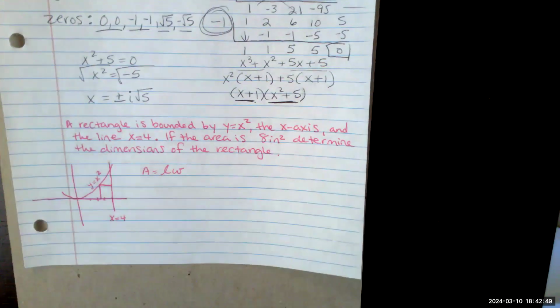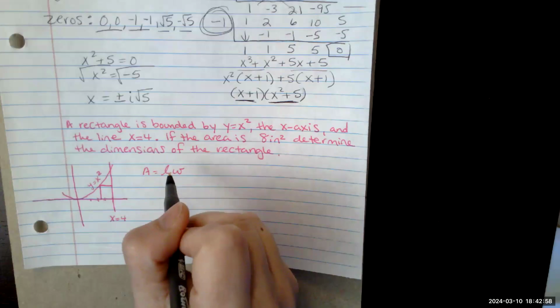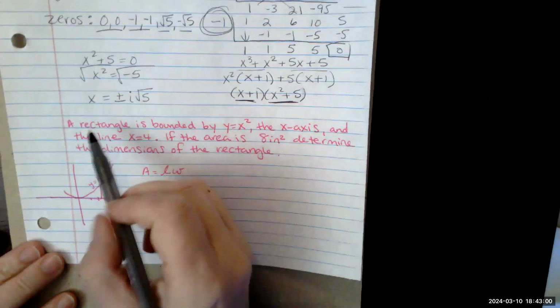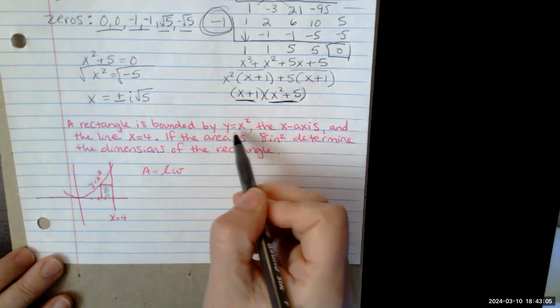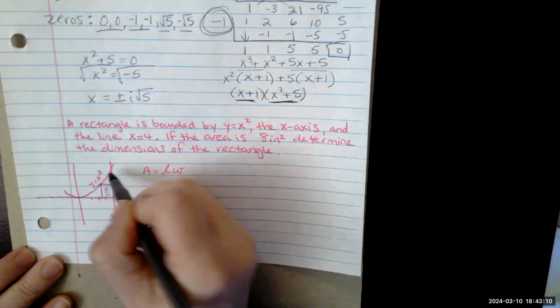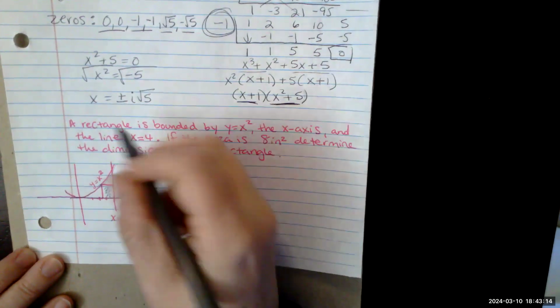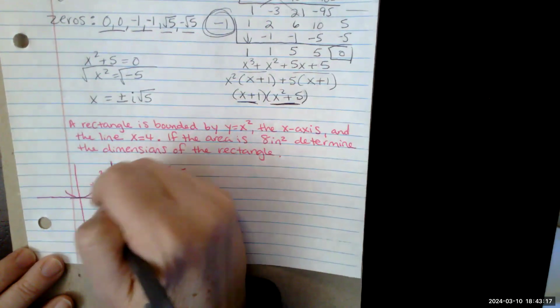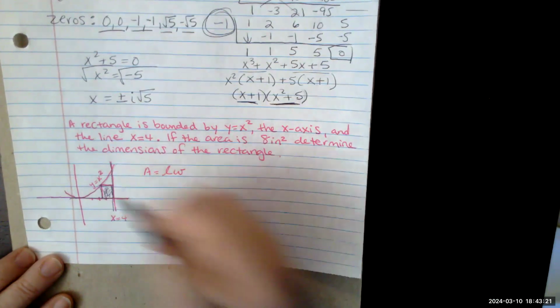Okay, last question is a word problem. And it's going to involve knowing or remembering the area of a rectangle, which is just length times width. So if we had a rectangle, which is right here, that is bounded by y equals x squared, which just means that's one of its edges, the x-axis, and the line x equals 4. So these 4 things kind of bound our little rectangle here.